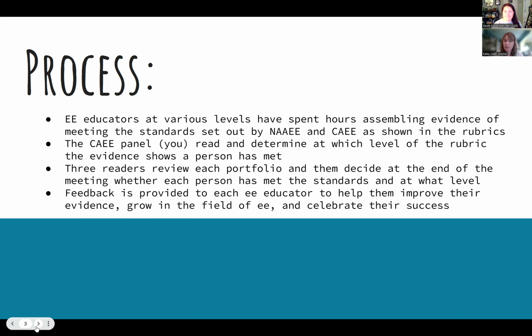We always have three reviewers review each portfolio and determine if they have met that competency or not. And that's because as reviewers, we're not perfect. We miss things. We might not see things or see things differently. And so we always have three, so that if we miss something, maybe someone else will pick it up. At the end of the process, we always provide feedback to each educator to help them improve their practice, grow in the field, and ultimately get that certification.